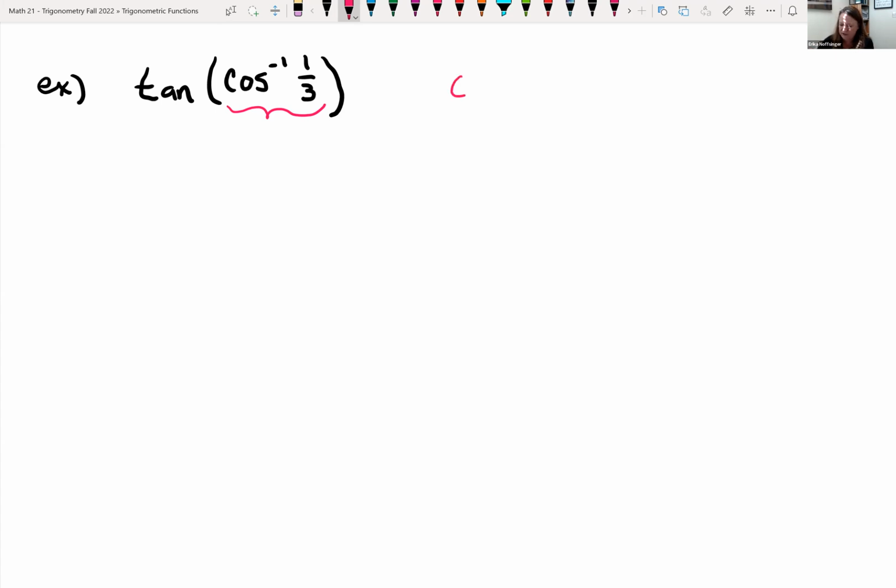So let's say theta is equal to cosine inverse of 1/3. So I could rewrite this right now as tangent of theta. That doesn't really help me quite yet. And so let's go back to what we let theta be, and let's take the cosine of both sides. Here we would have then cosine theta is equal to cosine of cosine inverse of 1/3, which is equal to 1/3.